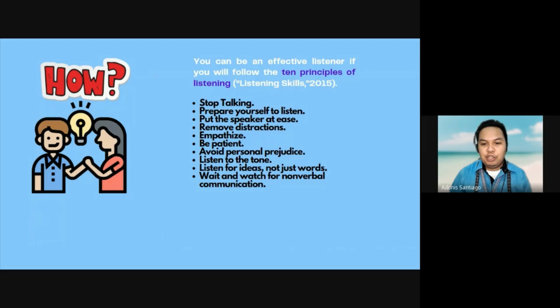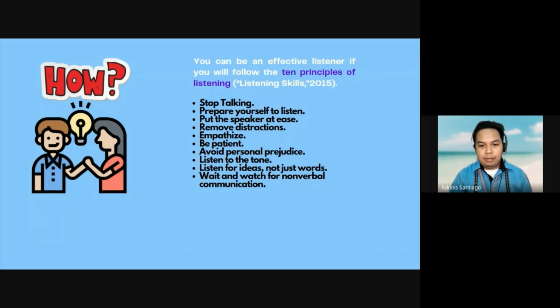Next is you remove distractions. It can be the noise that you're experiencing as of the moment. It can be physical noises, psychological noises, which are internal or external maybe. So you need to remove these distractions in the communication process. You need to empathize. You feel what they feel. If they feel sad, you feel sad. If you think that they are feeling happy, you need to feel happy. You need to be on the same page with the speaker.